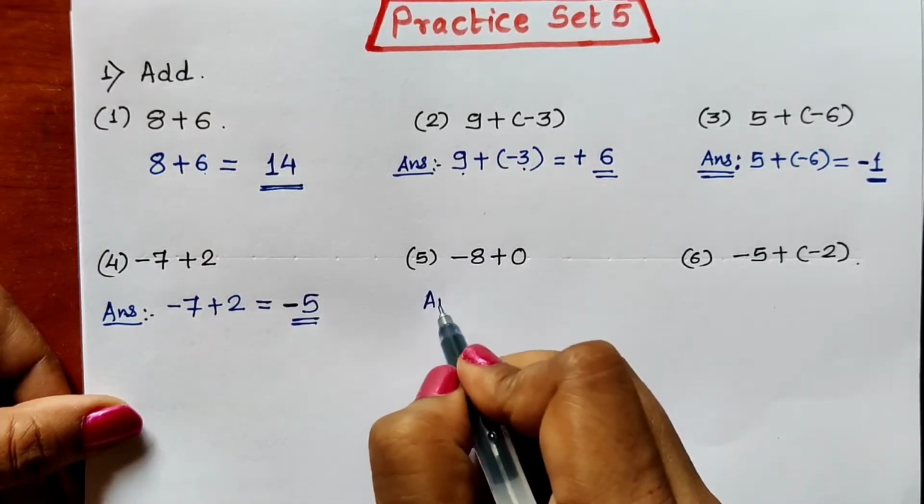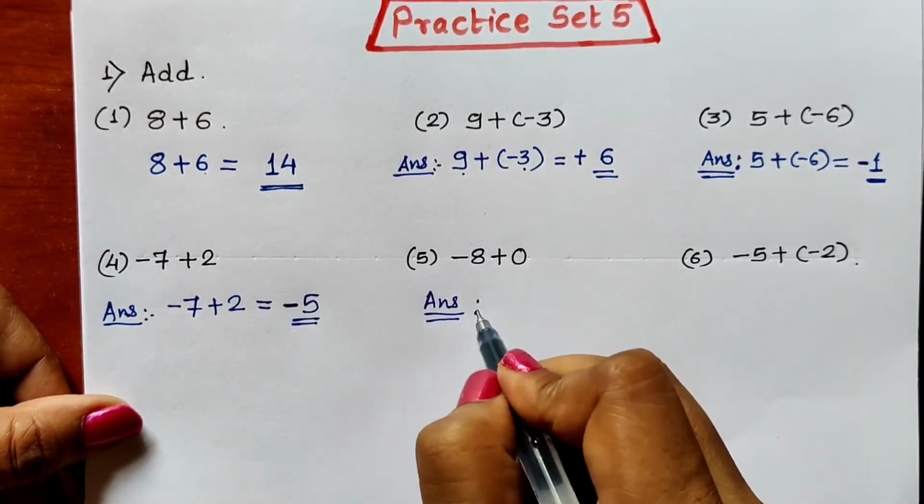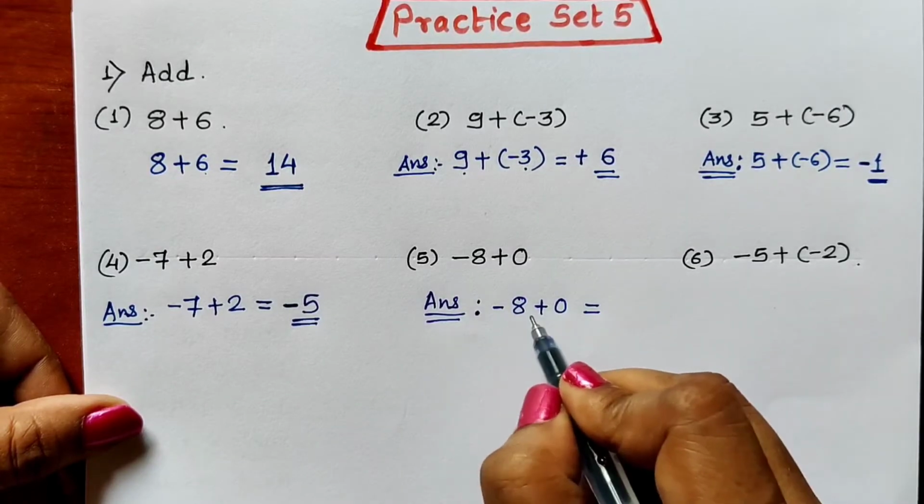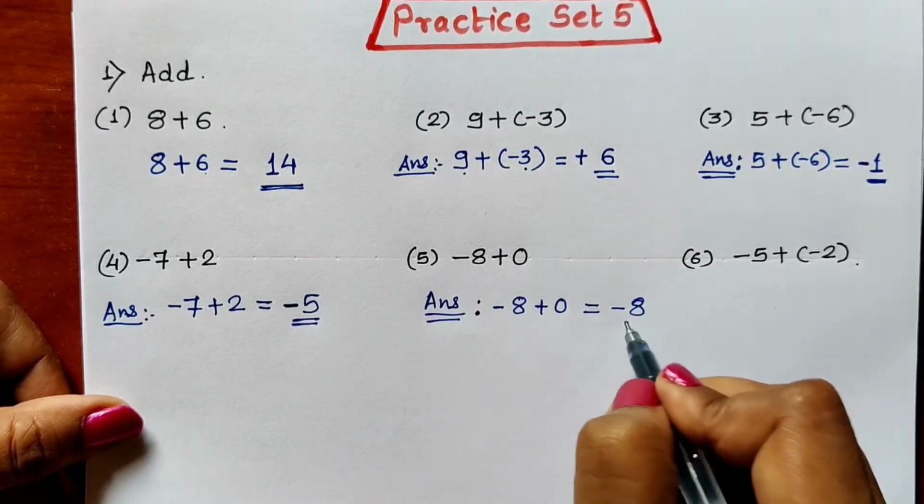Minus 8 plus 0. We all know when 0 is added to any number, the answer is that number. So minus 8 plus 0, the answer will be minus 8.